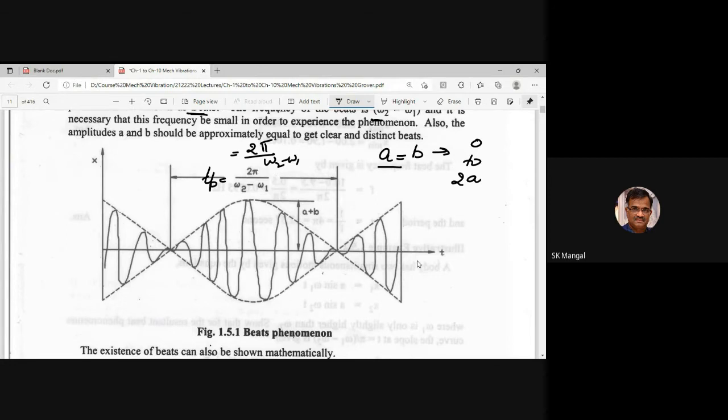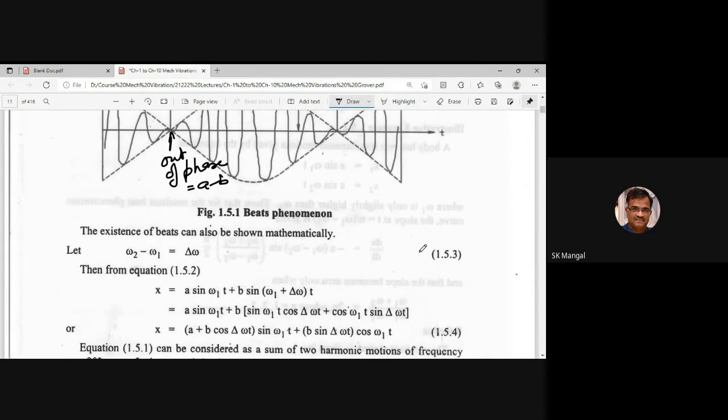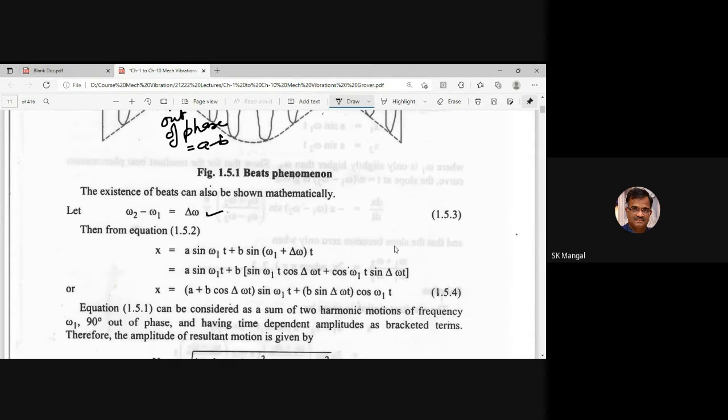and this is out of phase having A plus B, and this is in phase, and this is again out of phase, and having A minus B. So this can be explained mathematically now. You have omega 2 minus omega 1 given by this. It means they are slightly different. So when I write the value of x, the resultant vector is nothing but this value.